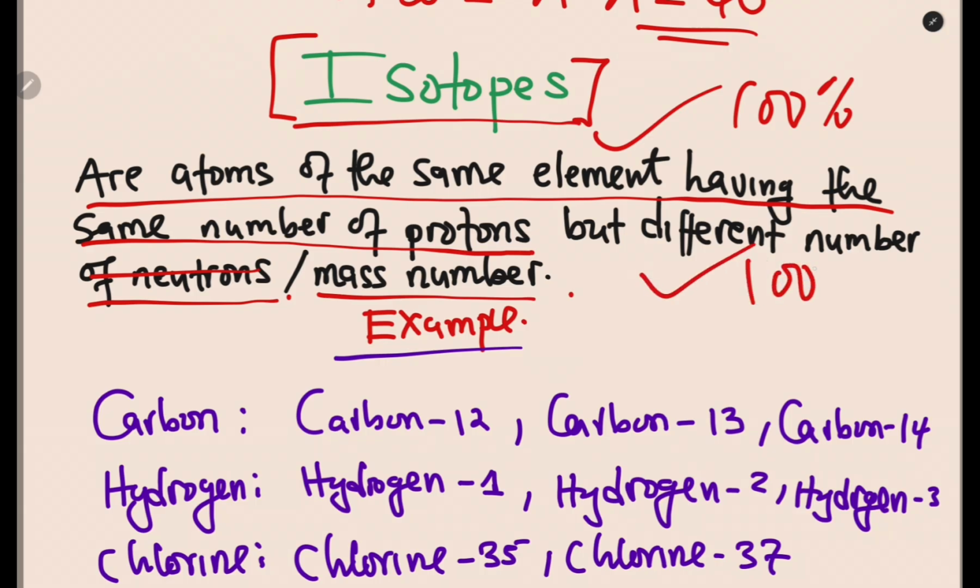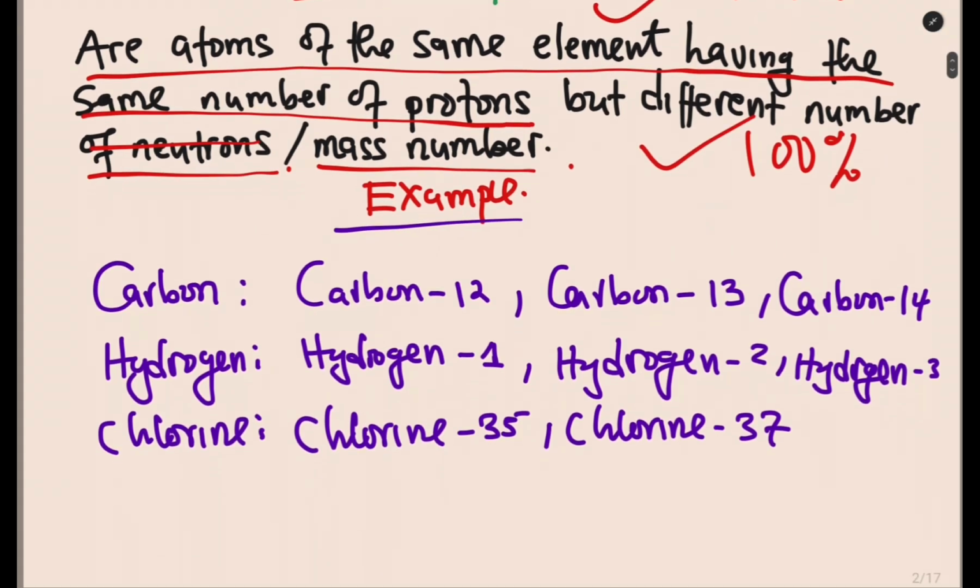You are still 100% correct, or you can put O. So that is how you define isotopes. You should be able to define isotopes precisely. Okay, now what are some of the examples of isotopes?